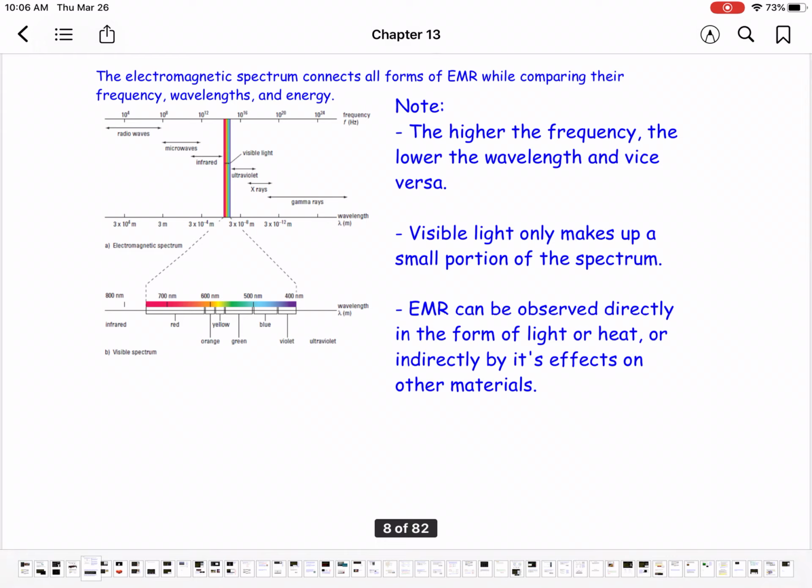Okay, so the electromagnetic spectrum forms all forms of EMR while comparing their frequencies, wavelengths, and energies. Note the higher the frequency, the lower the wavelength, and vice versa. So if I increase frequency, the wavelength goes down. Visible light only makes up a small portion of the spectrum, and I just talked about that. EMR can be observed directly in the form of light or heat, or indirectly by its effect on materials. So we can't see gamma rays, but we can see what it does to something when it hits it, kind of idea.